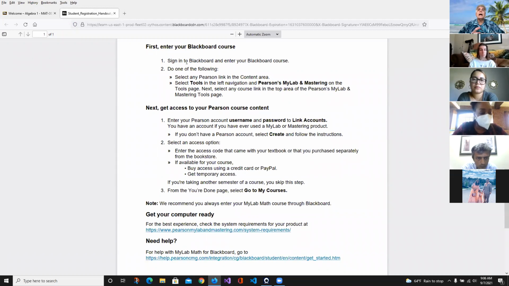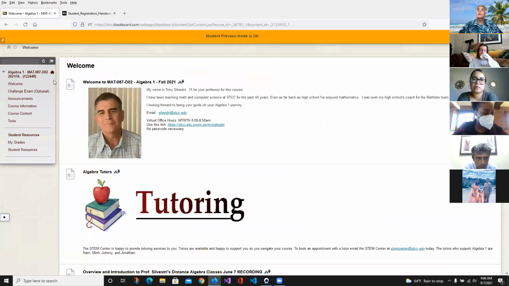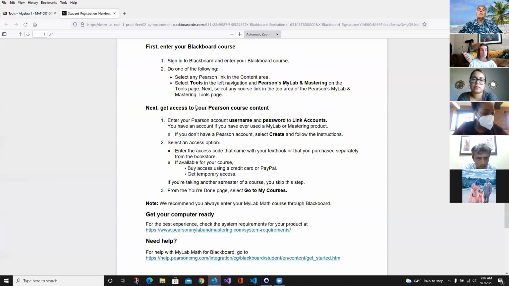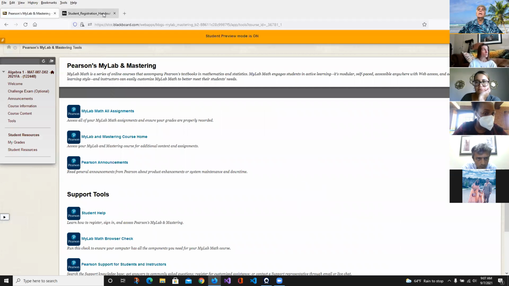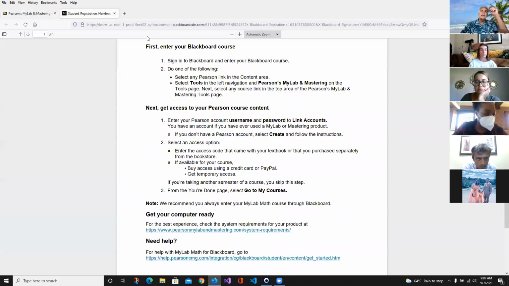Okay, it says sign into Blackboard, which is what we did. Do one of the following. Select any Pearson link. Forget that. How about select tools? Here's tools. Select those tools. Click it. Select it. Okay. Now what else does it say? Pearson and choose the Pearson My Lab and Mastery. Click that.